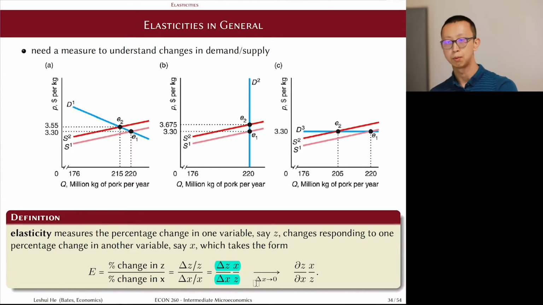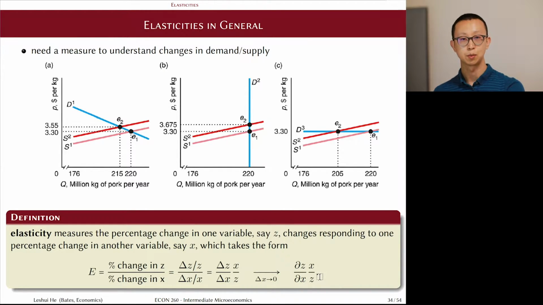Now, once you see this as a product of two different fractions, we can then ask, what if the change in x is really, really small? And as this change in x becomes infinitesimally small, the approximation to that change in x in response to infinitesimal change in x is the derivative of z with respect to x. In other words, a very close approximation to elasticity is in fact this particular expression. It is just a derivative multiplied by the ratio of the input over the output.